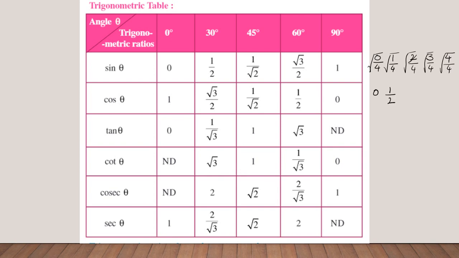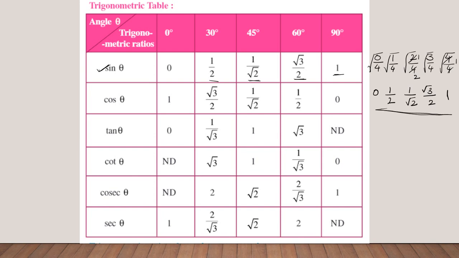Next, square root of 2 by 4, the 2 in 4 cancels 2 times and numerator is 1 time, so square root of 1 is 1 and square root of 2 is square root of 2 only. Next, 3 by 4, we can't cancel, so we write root 3 by square root of 4, which is 2. Next, 4 by 4 is 1, so square root of 1 is 1. If you observe, the first row is for sine theta. So sine 0 is 0, sine 30 is 1 by 2, sine 45 is 1 by root 2, sine 60 is root 3 by 2 and sine 90 is 1. So you can remember these 5 values in this way.